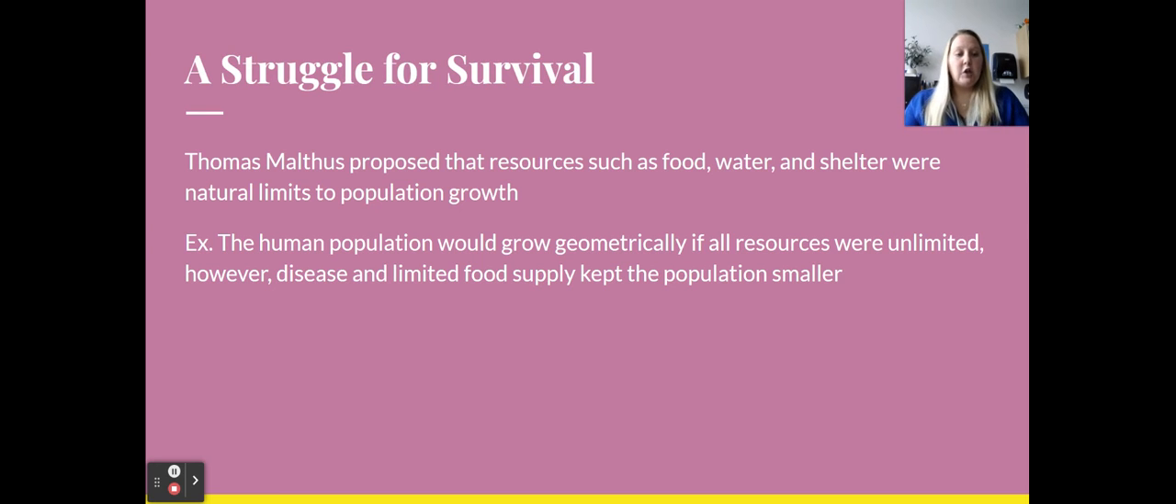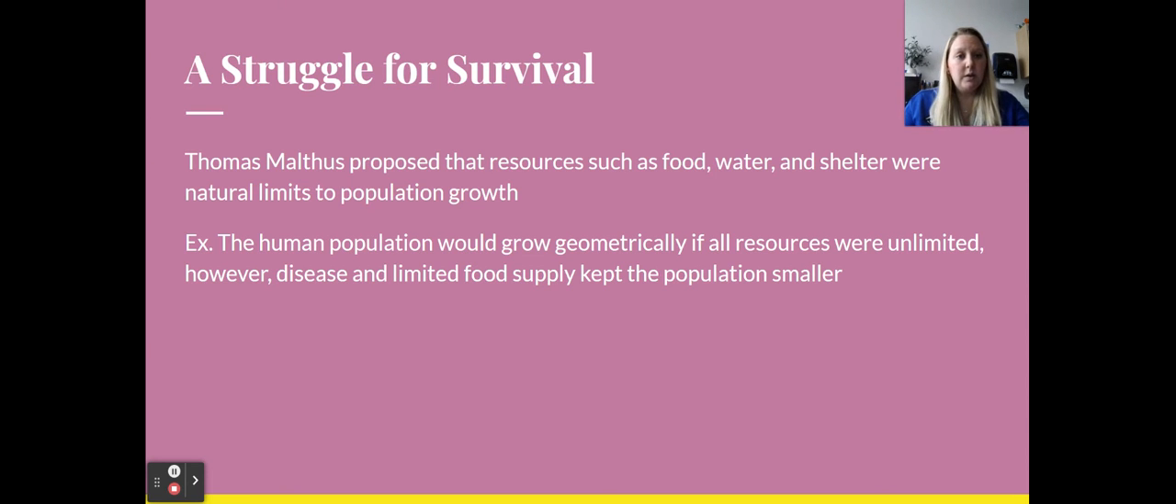We had a scientist by the name of Thomas Malthus who proposed that resources such as food, water, and shelter were limited, limiting population growth. Believe it or not, food, water, and shelter are the only three things that every single species on Earth needs to survive. His example was that the human population would continue to grow exponentially if all resources were unlimited. However, limited food supplies, limited water, and limited space, as well as disease, are keeping the population smaller.